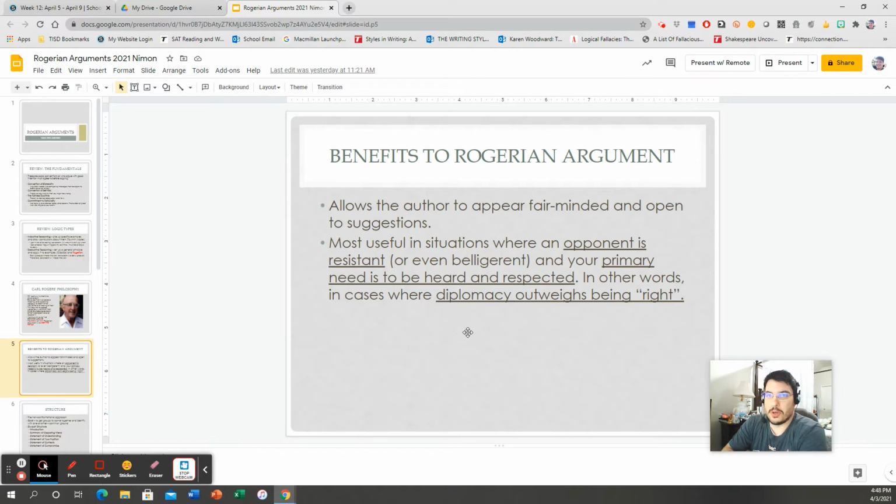I have merit. I have just as much right as you do. And so the key phrase here is when you're desiring diplomacy over being right or wrong, this is the argument style for you.